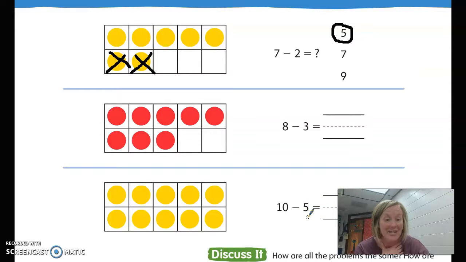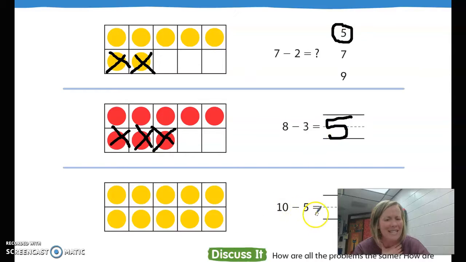Hey guys, did you get those solved? So 8 take away 3. I need to cross out 3 because 3 got taken away. So that leaves 5. You are correct.